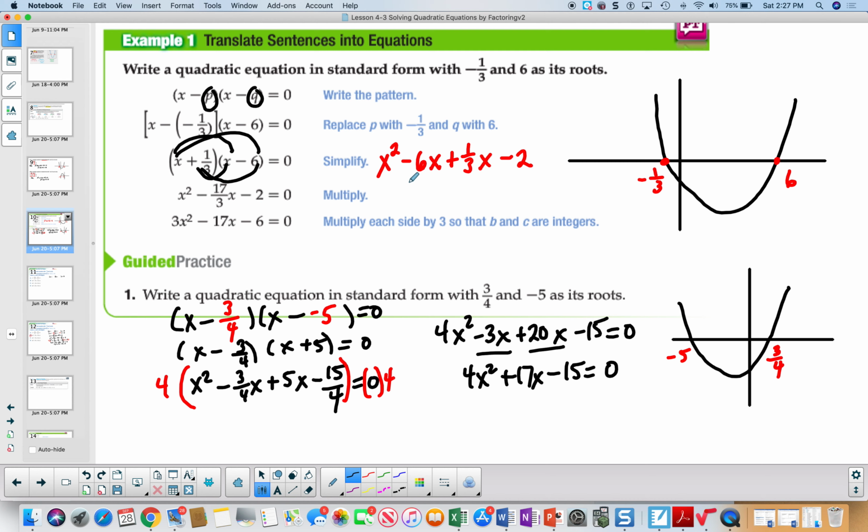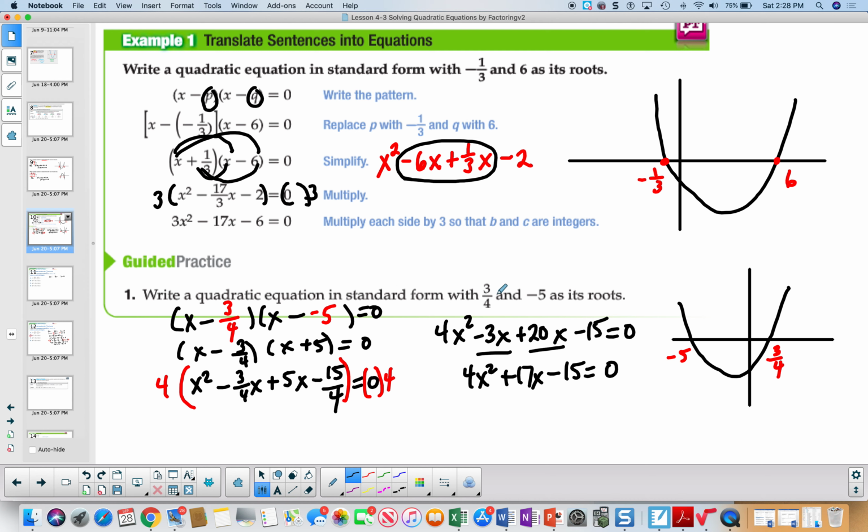Now, what the author did is he actually added these two together, so he got a common denominator and put it together here. And in order to get it in standard form, since we have a fraction, we're going to multiply this whole side by 3 and multiply this whole side by 3, and then we get a nicer looking standard form that has no fractions in it.